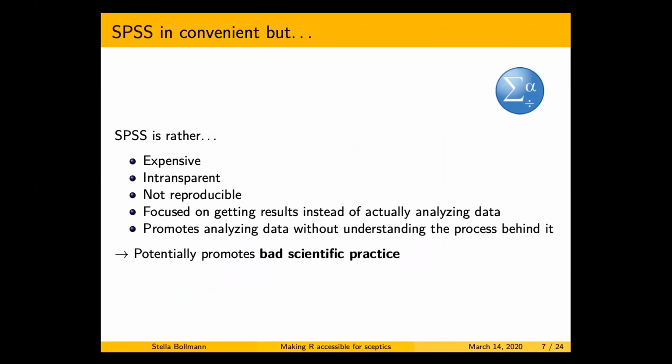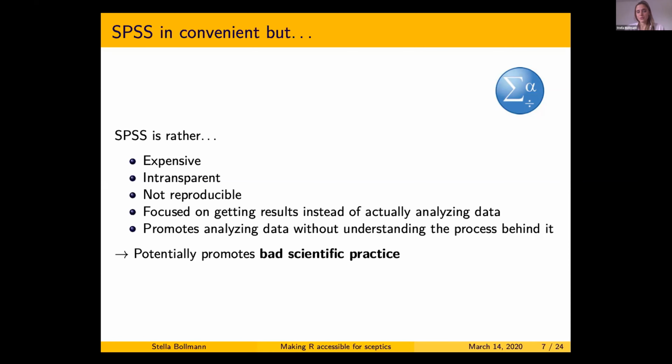So these are the advantages, but SPSS is rather expensive, which is one reason why many companies and also universities would like to stop using it and use other programs. It's very intransparent, so you don't really know what algorithms are used, how the parameters are estimated, which is also why it's not reproducible. So sometimes you don't really know how to estimate the same model with a different program. And it's focused on getting the results. You don't really have to understand the method behind. Sometimes you don't really have to know what method you're using. And this is something that I think could promote bad scientific practices.